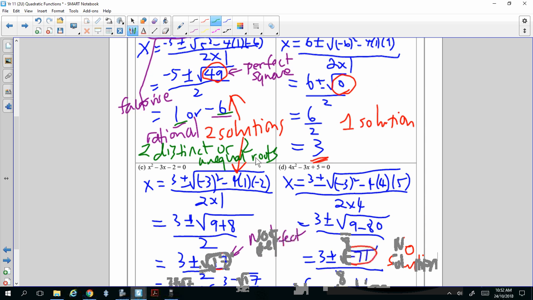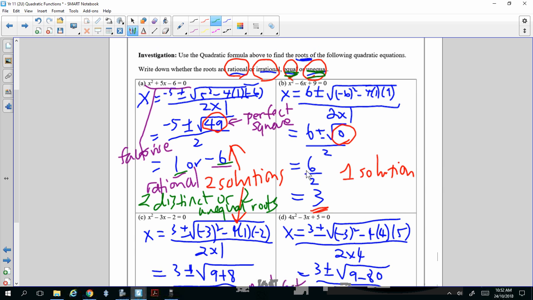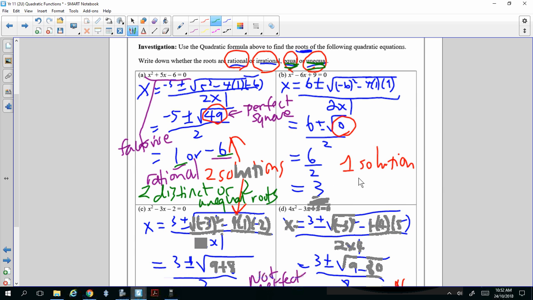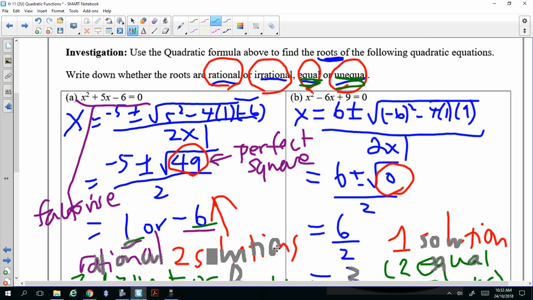Whereas when you get 1 solution, we can think of it as actually 2 solutions, but 2 equal roots. There are 2 answers, but they're just equal to each other. So that's what they mean when they have equal or unequal roots. Okay? And why is it 2 equal roots?